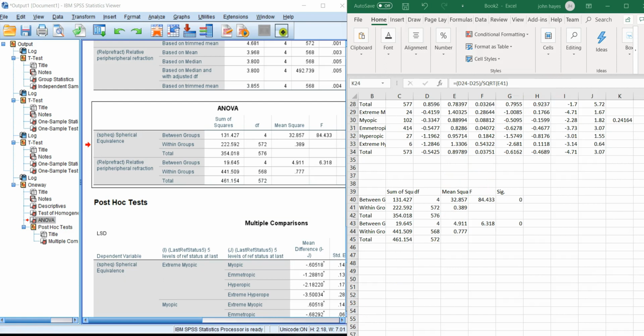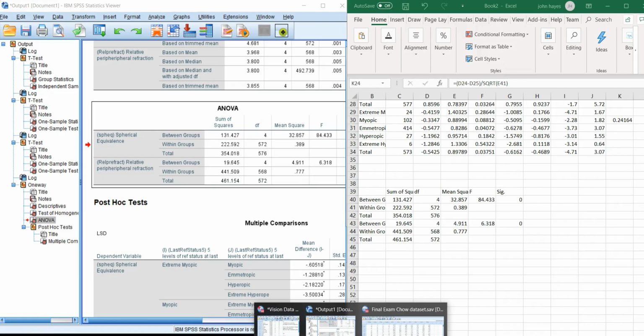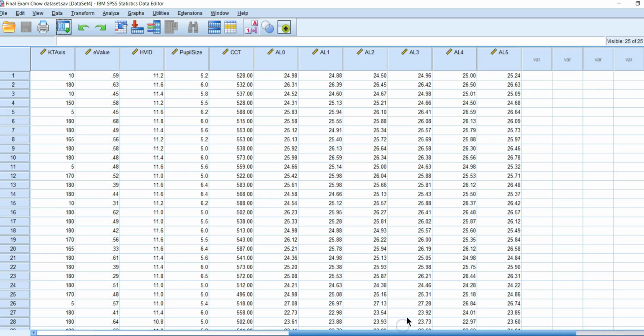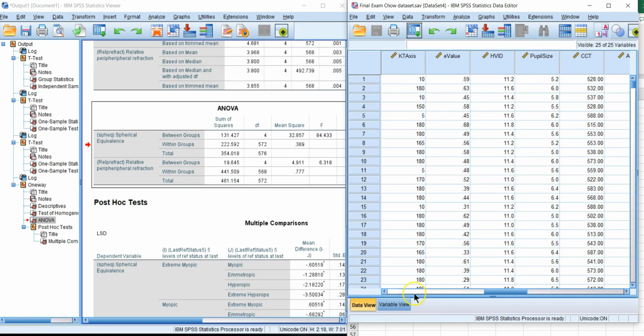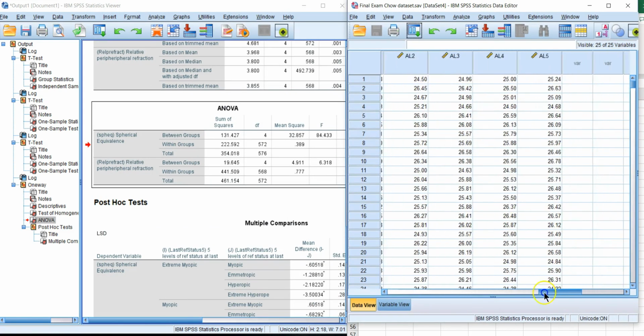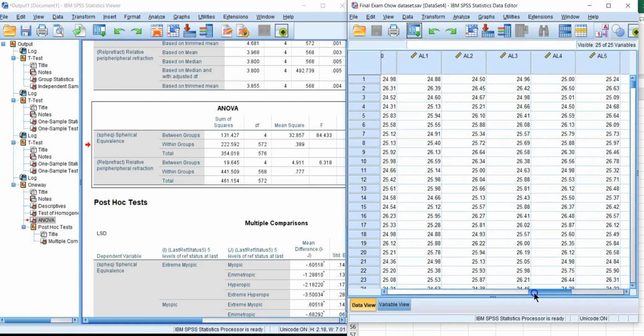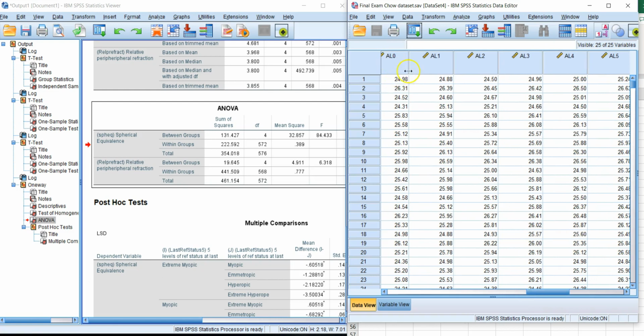All right, next, let's look at paired t-tests. I don't have any paired data in this, so we're going to load the Chow data. The paired data we have relates to axial length. We measured axial length at baseline and then year 1, 2, 3, 4, 5. So let's look at axial length at 0 compared to axial length at 5.